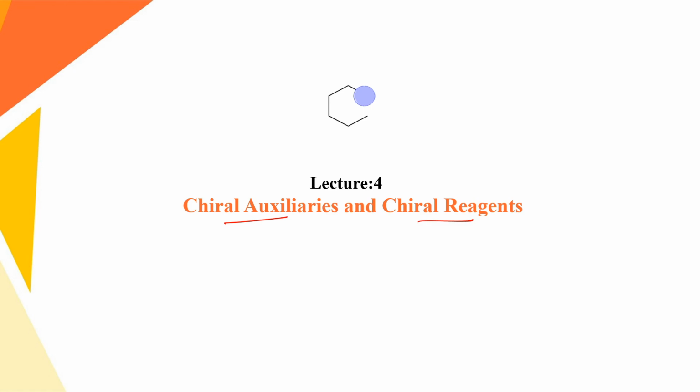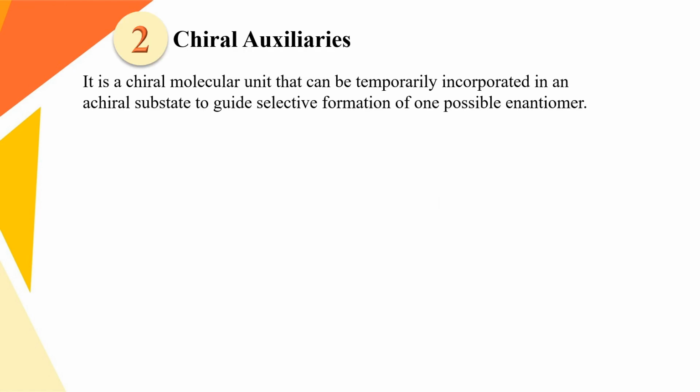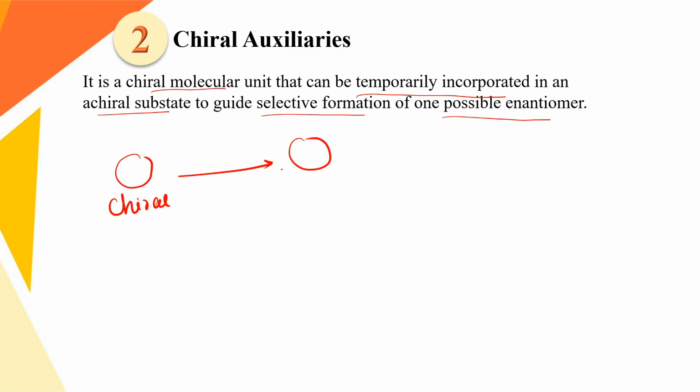Okay, so first, you have to understand what chiral auxiliaries are. A chiral auxiliary is a chiral molecular unit which can be temporarily incorporated in an achiral substrate to guide selective formation of one possible enantiomer. Like in our chiral pool synthesis, if you remember, the synthesis starts from a chiral compound, and by different kinds of functional group transformation we get our asymmetric product.